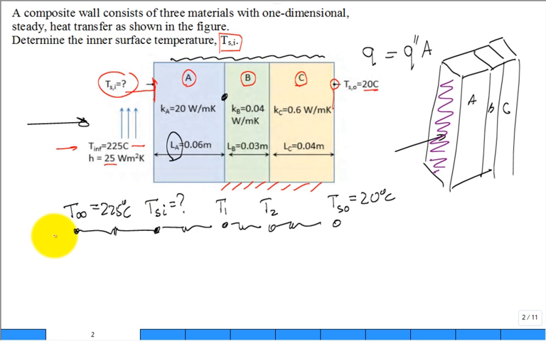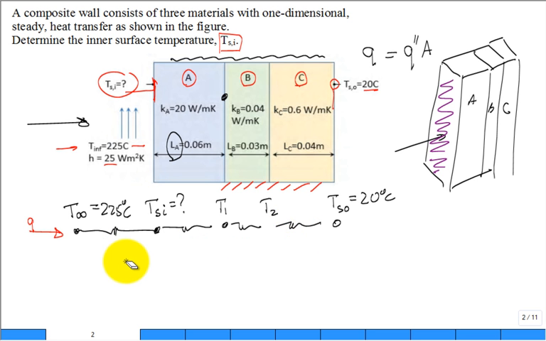But right away, we know that these resistors are all in parallel or series? Series. So the flow through this resistor is the same as through that one, through that one, through that one. So if I have 20 watts, it's going through each one of those.